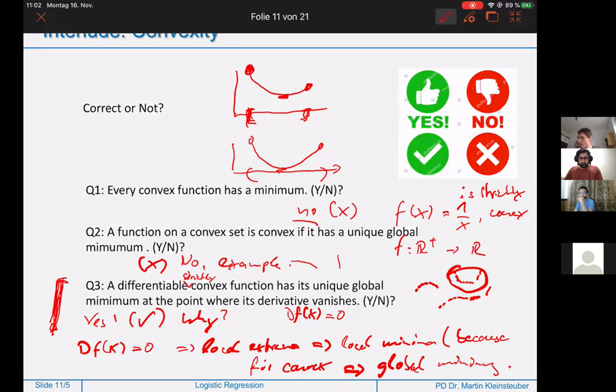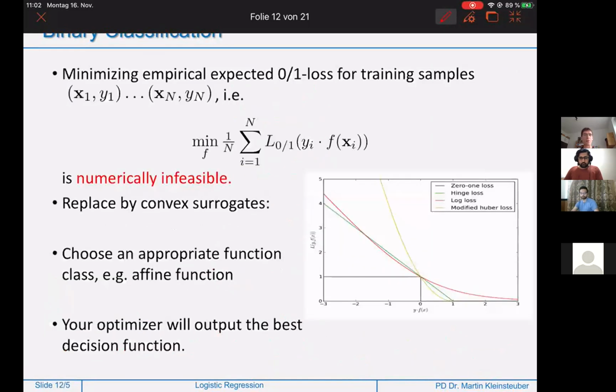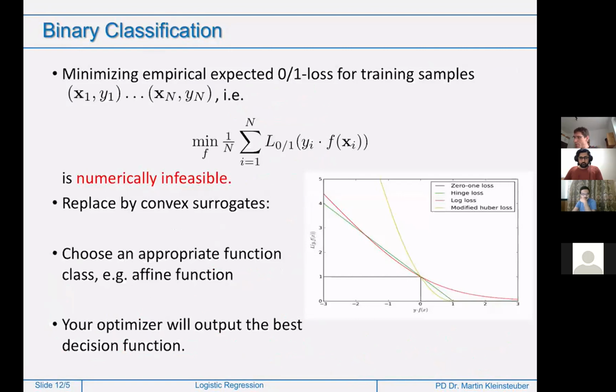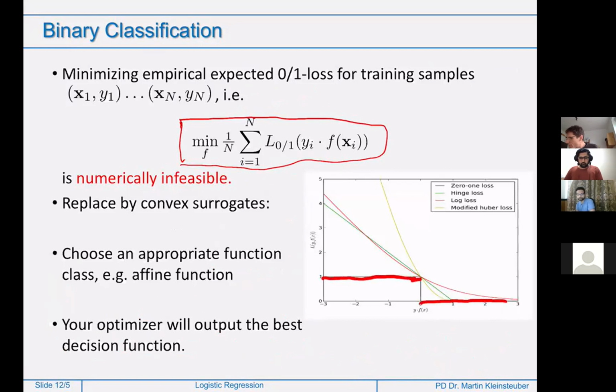And let's have a look at the function that we have here. We said that we are minimizing the empirically expected 0,1 loss for the training samples, and we ended up in this function. We've already seen it, and we've seen that this is numerically infeasible. Now, if we replace the 0,1 loss, which I have drawn here, by other functions that are convex and that imitate the 0,1 loss as well as possible, we arrive at a feasible and very good binary classification problem.